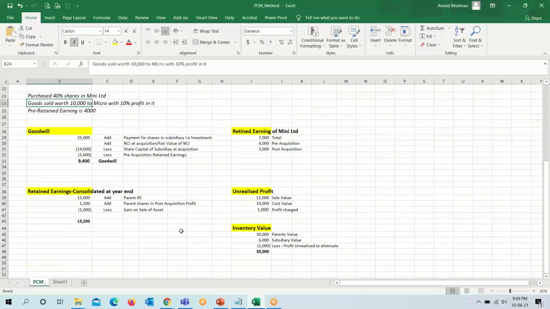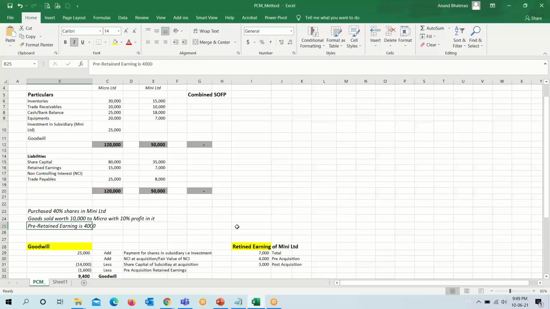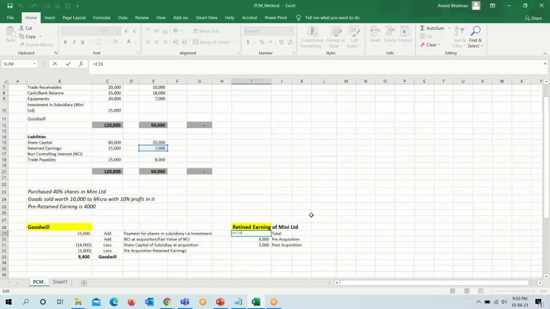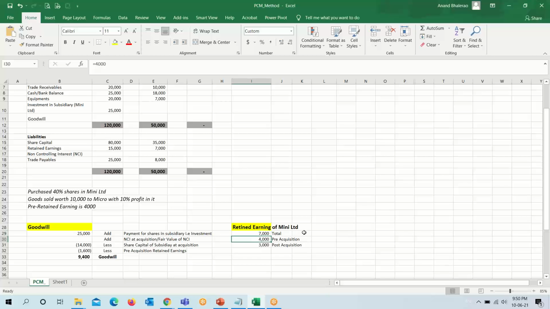The pre-acquisition retained earning of 4,000 is also given, so we have to bifurcate between pre and post. So first we will do that. The total retained earning of Mini Limited is 7,000. Pre-acquisition is 4,000, so post-acquisition will be 3,000.